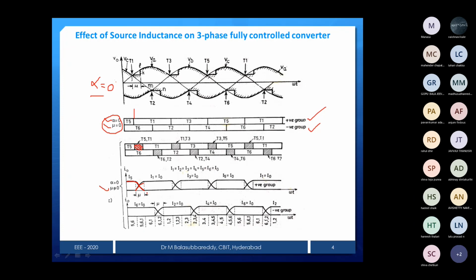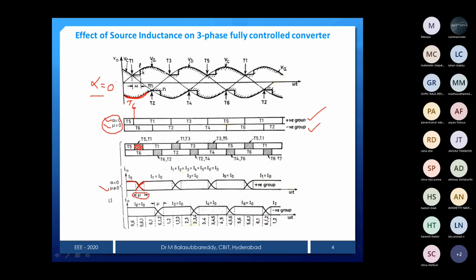Finally, one stage comes, what will happen? Both devices together will fire. So that is the reason we can see here the shaded portion of 5 and 1. But what about the 6? 6 is the lower group. The lower group remains at the more negative only. That's why T6 will conduct, and from this point onwards T2 will conduct, but here B phase is more negative, that's why T6 will remain there.